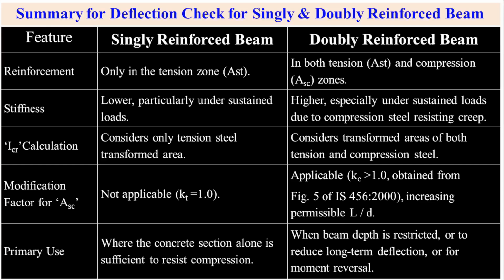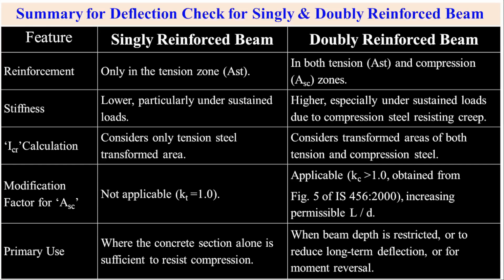However, for doubly reinforced beams, this factor, Kc, is applicable. It's obtained from Figure 5 of IS 456:2000 and is typically greater than 1.0, effectively increasing the permissible span-to-depth ratio, L/D.